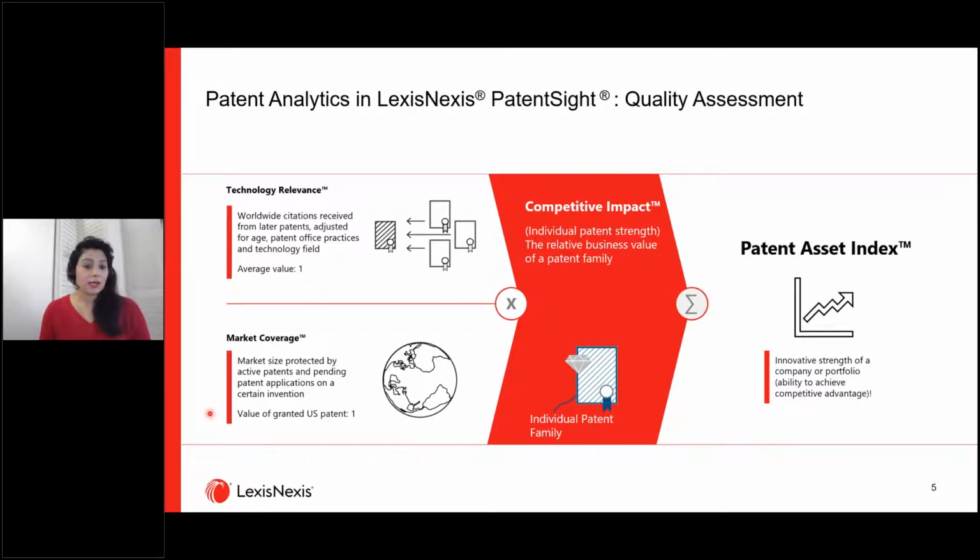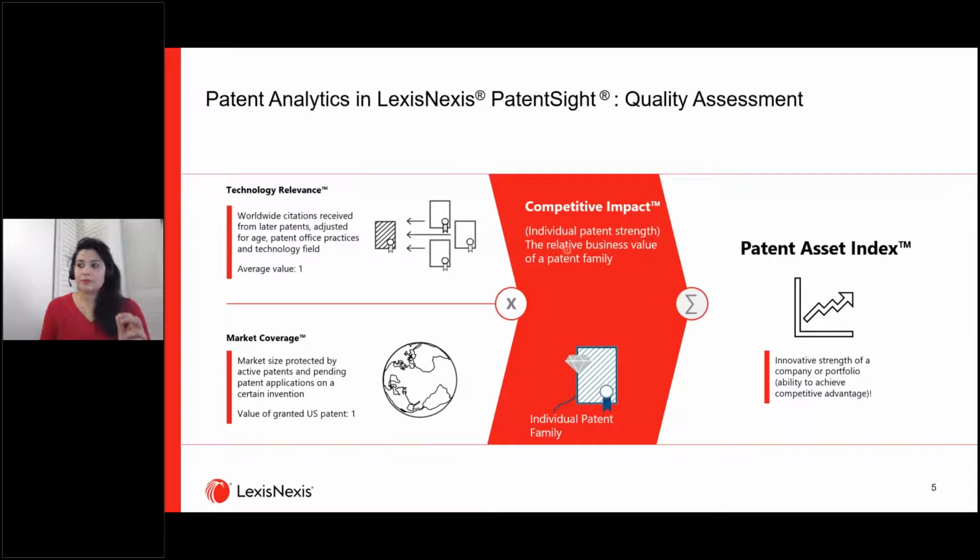The other part is market coverage, where the scope of the protection of the invention across the globe is taken into account. When these two are combined, they give us the competitive impact, which is the quality indicator of a patent family in PatentSite.